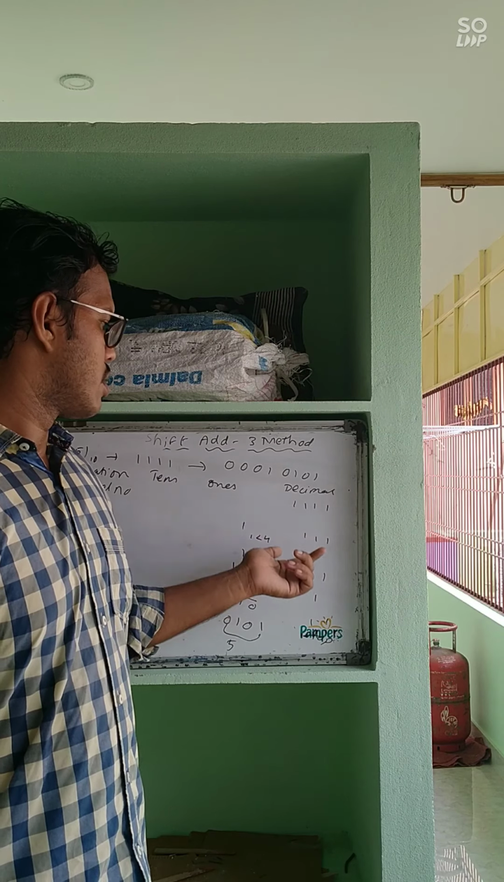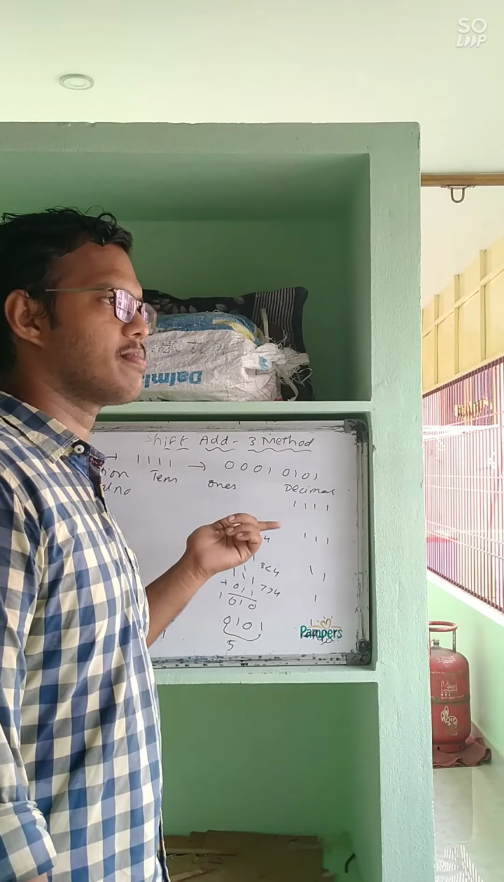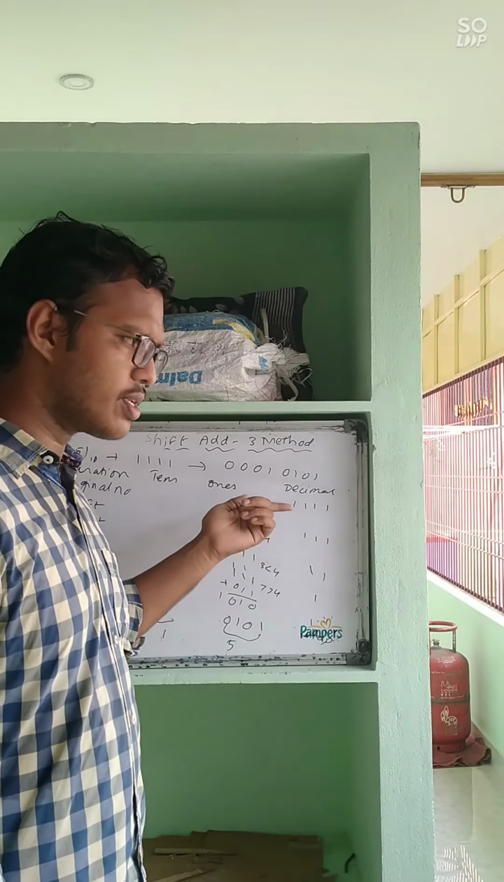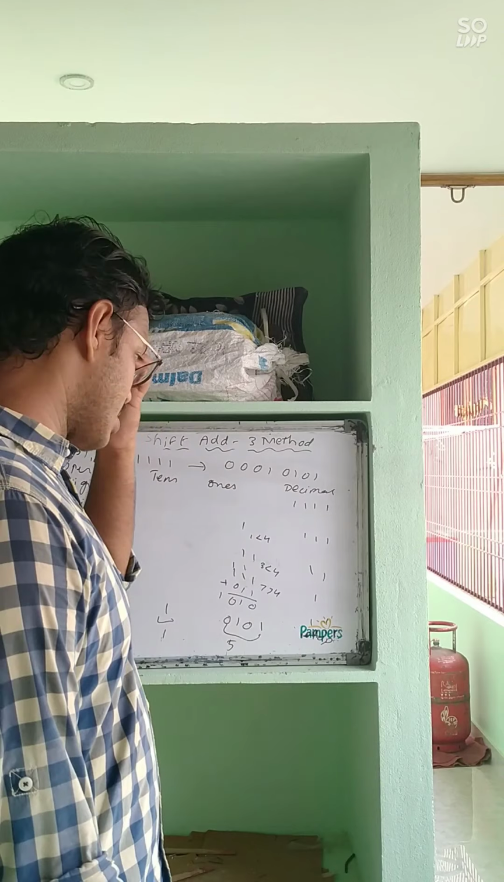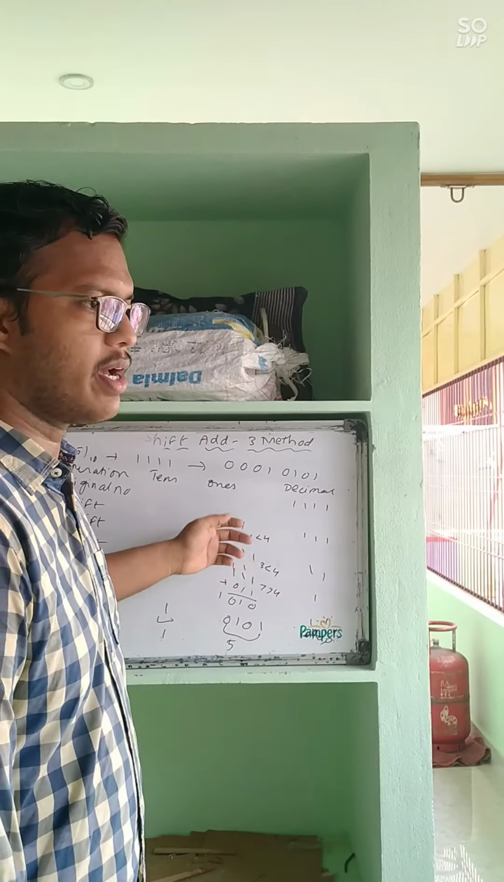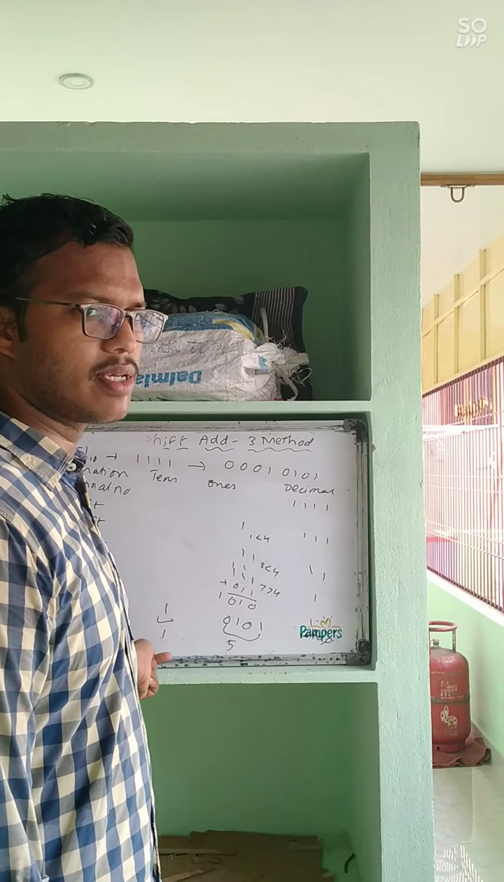So we started from a binary number. We followed the procedure to convert the binary number into the decimal number. So at the end we got 15. This is the BCD. Okay.